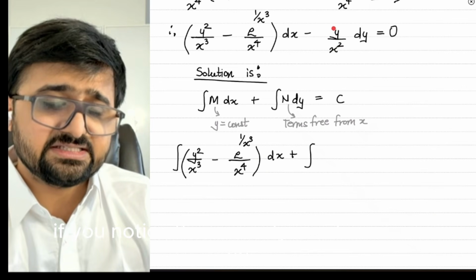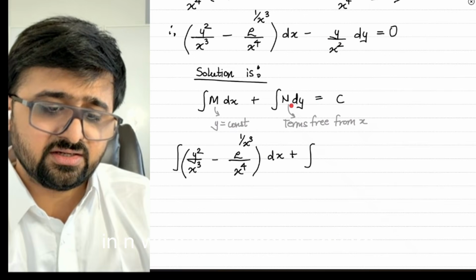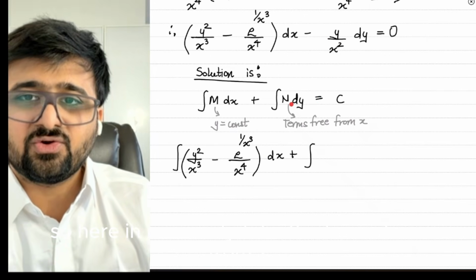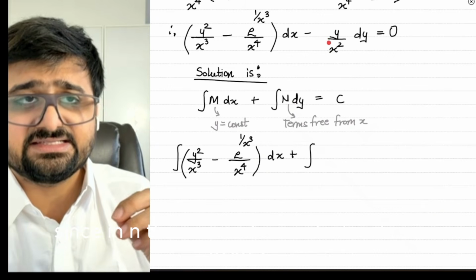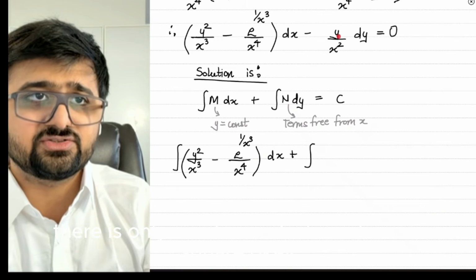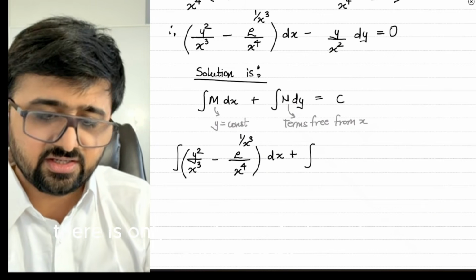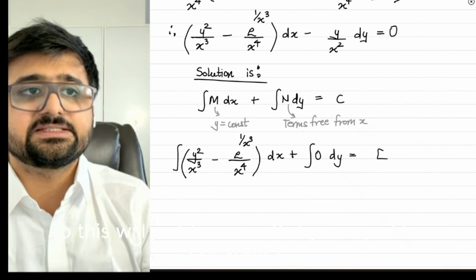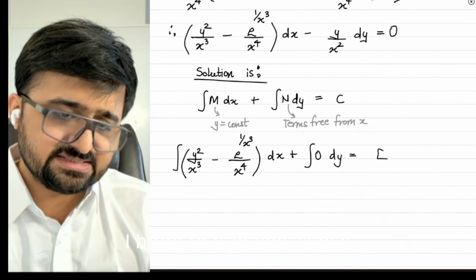If you notice, there is only one term in n. In n, we have y upon x square. So here in n, we only take the terms free from x. Since in n there is no term which is free from x, there is only one term which contains x square. So this will just become 0 dy is equal to constant c. I hope that makes sense.